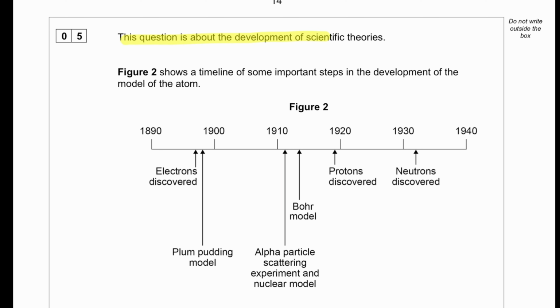This question is about the development of scientific theories. Figure 2 shows a timeline of some important steps in the development of the model of the atom. Between the 1890s and 1900, electrons were discovered and the plum pudding model was proposed, and between 1910 and the 1920s, we got the alpha particle scattering experiment and the nuclear model. We got the Bohr model. We got protons, which were then discovered. Between the 1930s and 1940, neutrons were discovered.